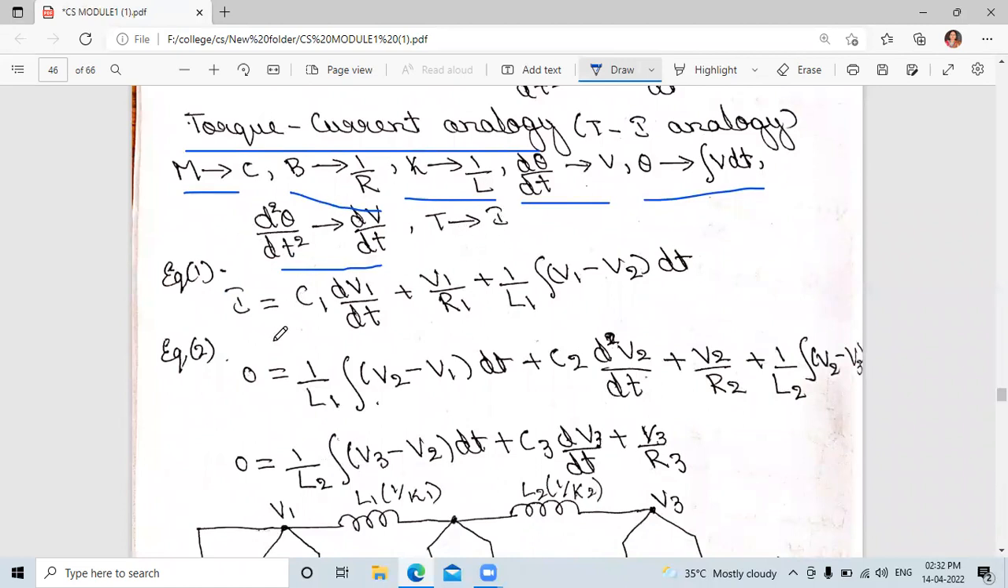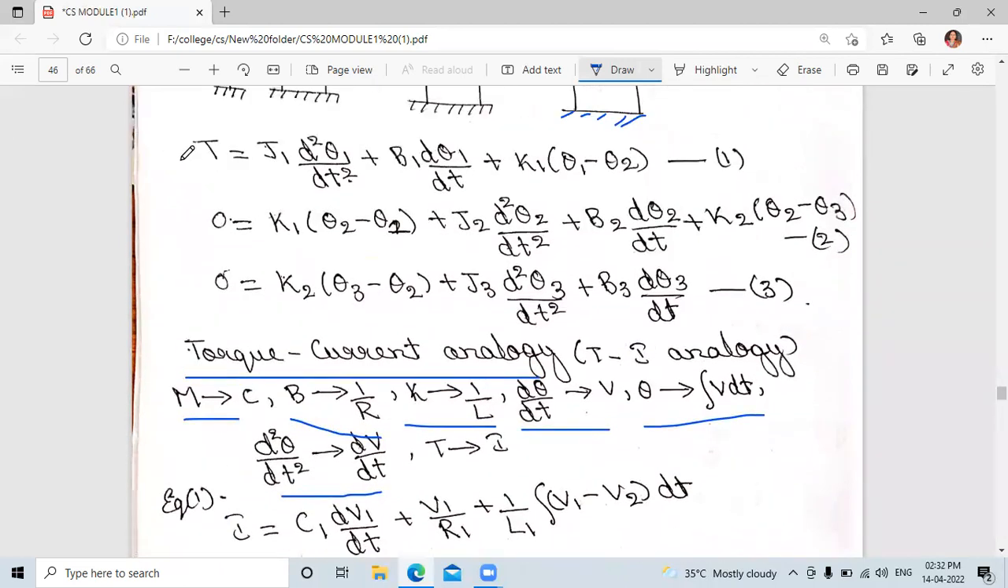After writing this, you need to apply it to these three equations. Instead of T, we will write I, and instead of J1, we will write C1, and d²theta1/dt² can be written as dV/dt, and B1 is replaced by 1/R1. dtheta1/dt can be replaced by V. So K1 is replaced by 1/L1 integration of (V1 minus V2) dt.